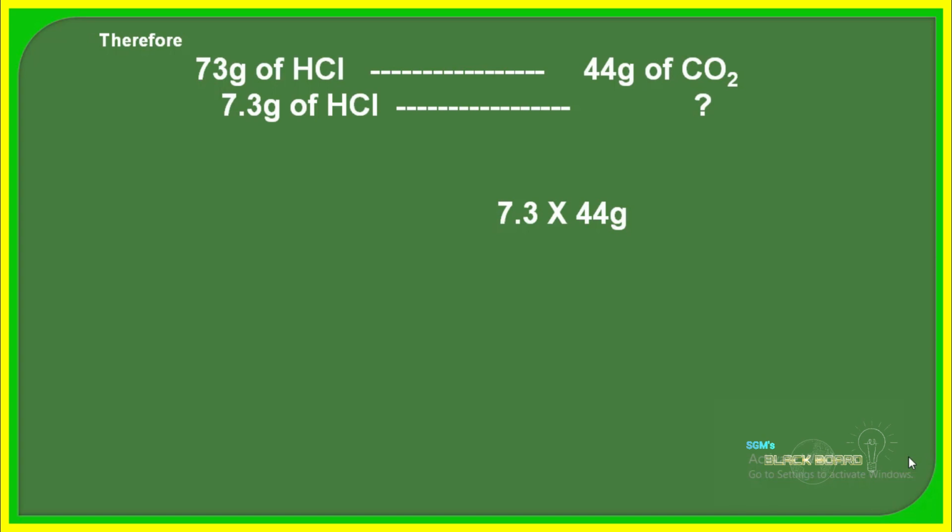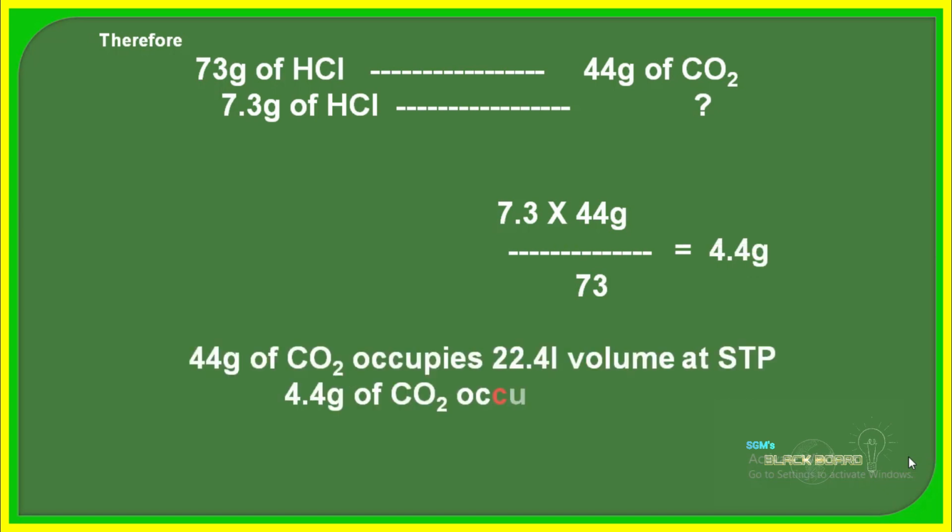First let us calculate that. That is 7.3 into 44 divided by 73. Dividing, 73 ones are 73, 0.1, that is 4.4 grams.